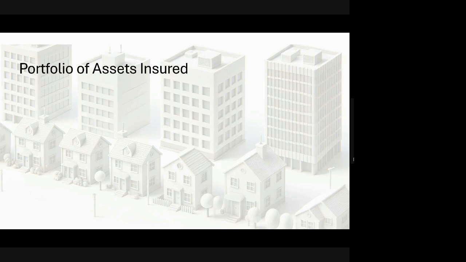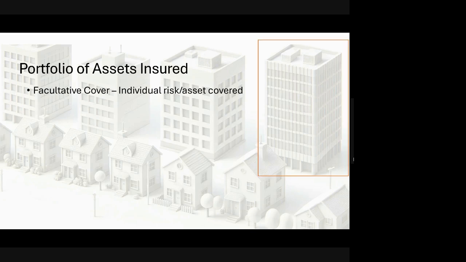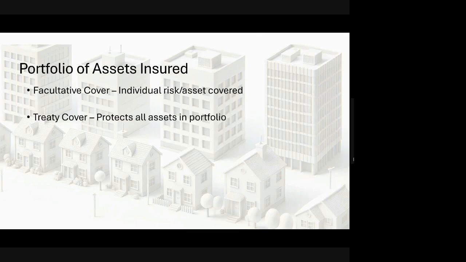You want to protect these assets against extreme losses, outsized losses, abnormal events. You could use facultative cover, which protects individual risks or assets, such as this particular building. But it may not be efficient to organize cover for your entire portfolio in this way. So it's very common to arrange treaty cover.